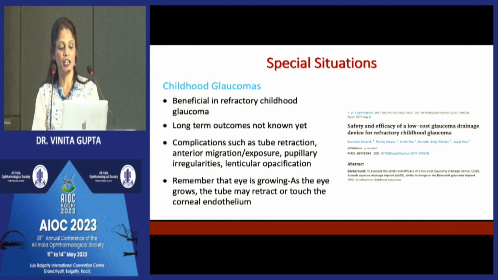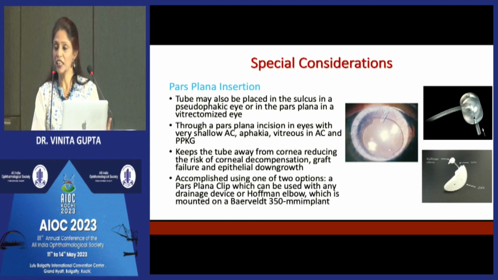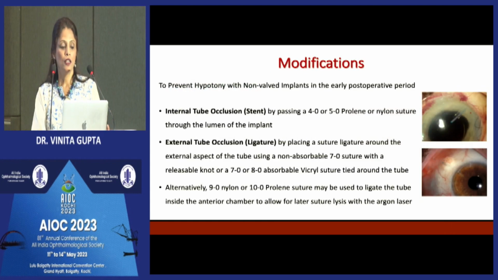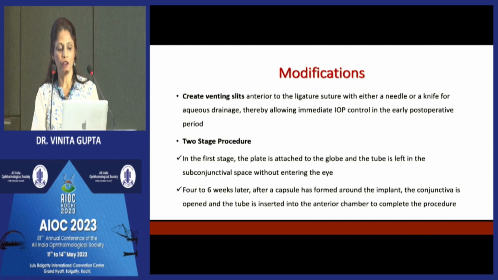Silicone oil filled, I've already discussed. For childhood refractory glaucomas, long-term outcomes are not known, but yes, there are studies which say that in difficult and refractory cases, these will work. Pars plana penetration I've already discussed. So these modifications I can skip, except that even for the non-valved implants, we can do a two-stage procedure. If you want initial IOP control, in the first stage we can do it without entering the eye, and in the second stage we enter the eye when the fibrotic capsule around the end plate has already been formed.